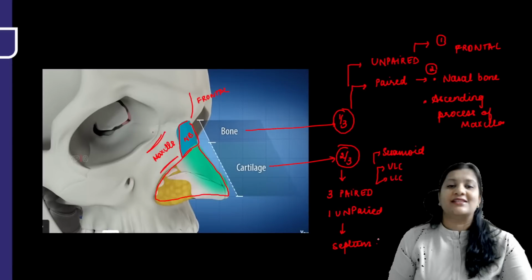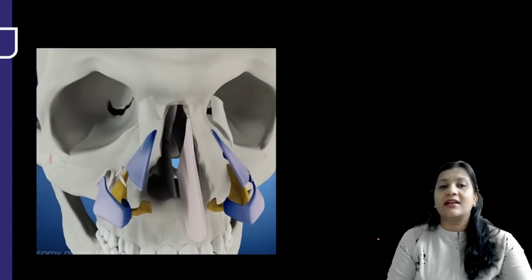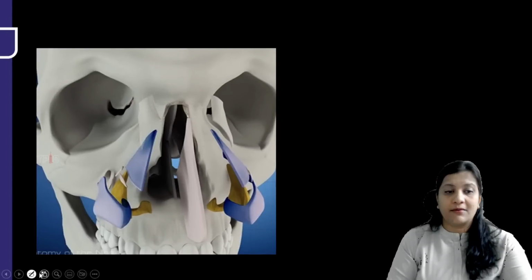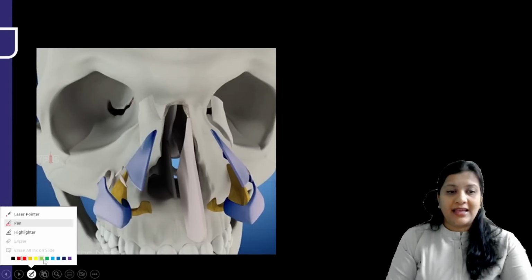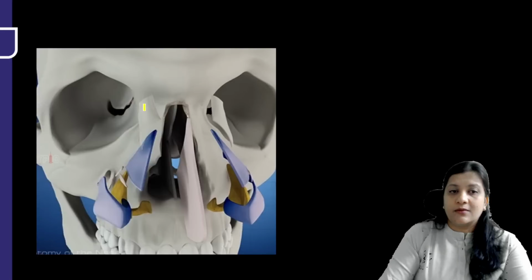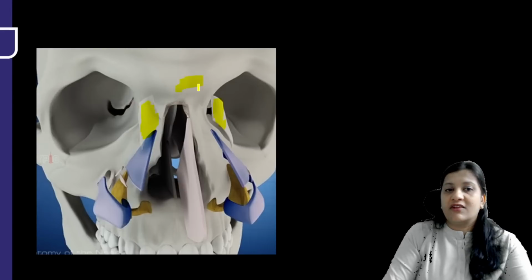I'll just open the nasal architecture so that you will be able to identify it even better. You can see here the upper third of the nose is made up of nasal bones. This is your paired nasal bone, one on the right and one on the left. From above you have the frontal bone.